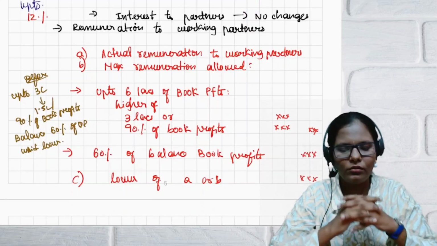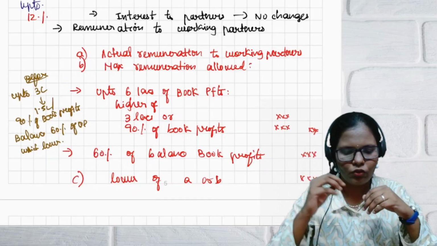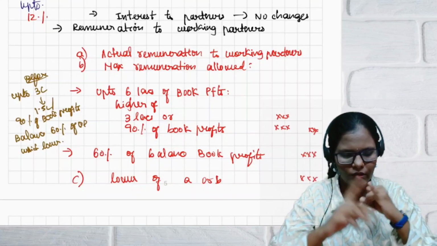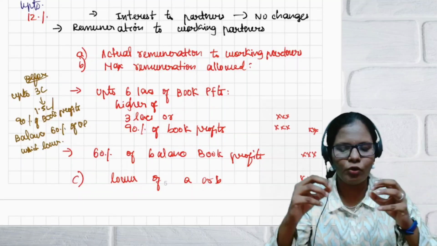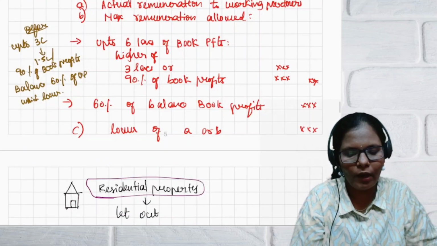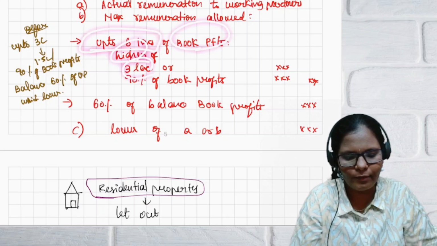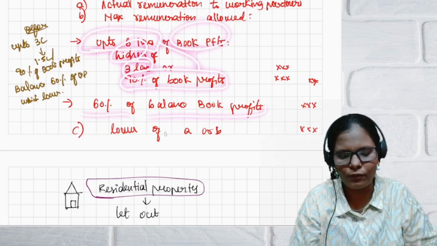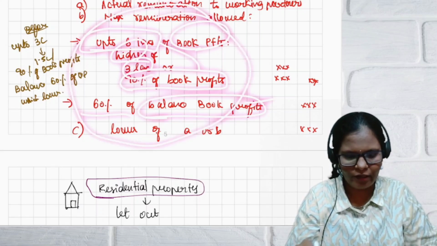Okay, there is a change in remuneration to working partners. To calculate remuneration to working partners, first we need to take the actual remuneration to working partners, then we need to calculate the maximum remuneration allowed. Maximum remuneration allowed should be calculated as: for up to 6 lakhs of book profit, 3 lakhs or 90% of book profit, then 60% of the balance book profit. This is the amended provision.